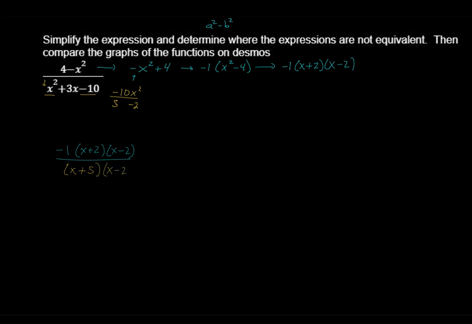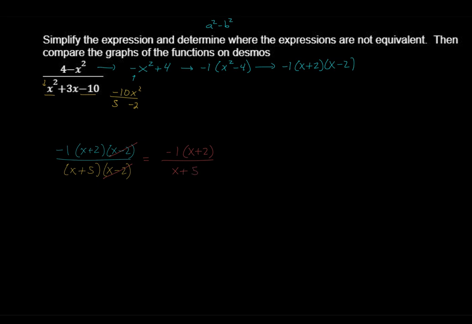and x minus 2. When you are simplifying a fraction, you just want to cancel out the common factors between the numerator and the denominator. So looking at the factors on top and bottom, the common factor is x minus 2. So I'm going to cancel them out, leaving me with negative 1 times x plus 2 on top and x plus 5 on the bottom.